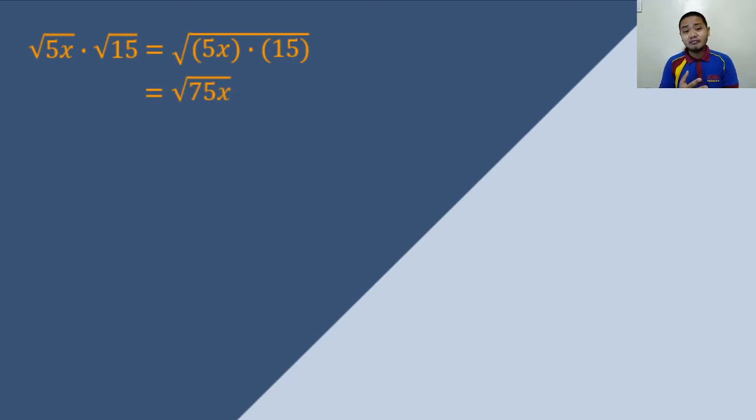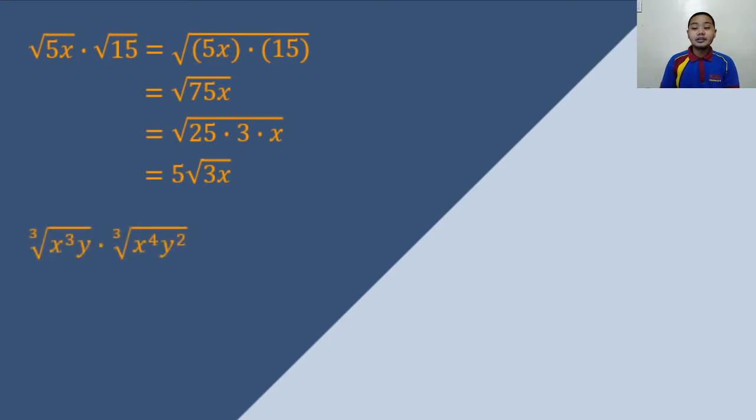Factors ng 75, na yung isa ay perfect square, that will be 25 times 3. Ayan siya. So, dito, syempre, ito lang yung pwede nating galawin dyan. Kasi yung square root ng 25, that is 5. So, yung final answer natin will be 5 times the square root of 3x.